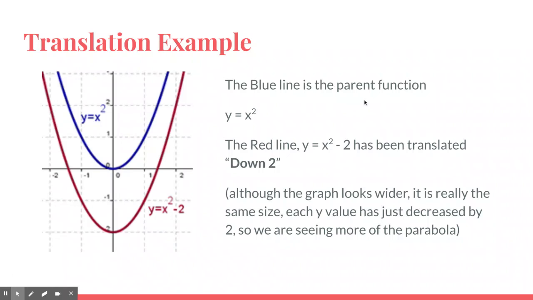The blue line is a parent function, so we're starting with the blue, and the thing that we're changing, if you're just looking at it, it goes down 2. The same shape goes down 2, and if you look at the equation difference, I start with x squared, and then I move down to x squared minus 2. So although it looks wider, all I want you to think about is if you drag the blue graph down 2 units.